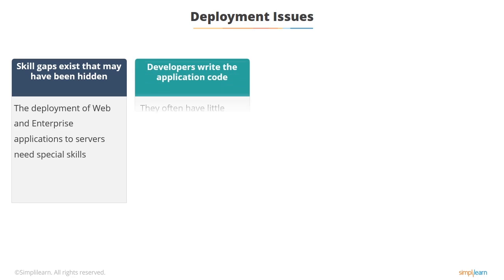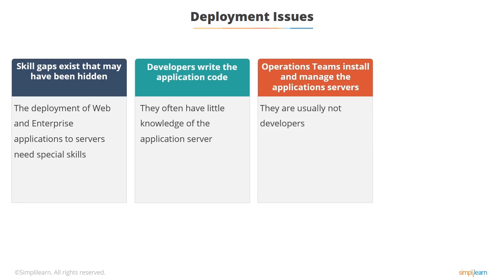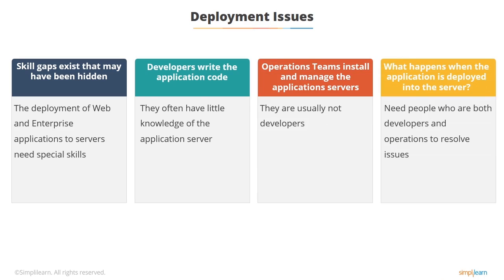Because developers have very little knowledge of the application server, they only know about the code and they're only interested really in the code. The actual workings of the application server can be a bit of a mystery. The operations team are not usually developers, so they don't know how to interface the software with the application server. So we need people who are both developers and operations people to resolve the issues. This is what DevOps is partly about.